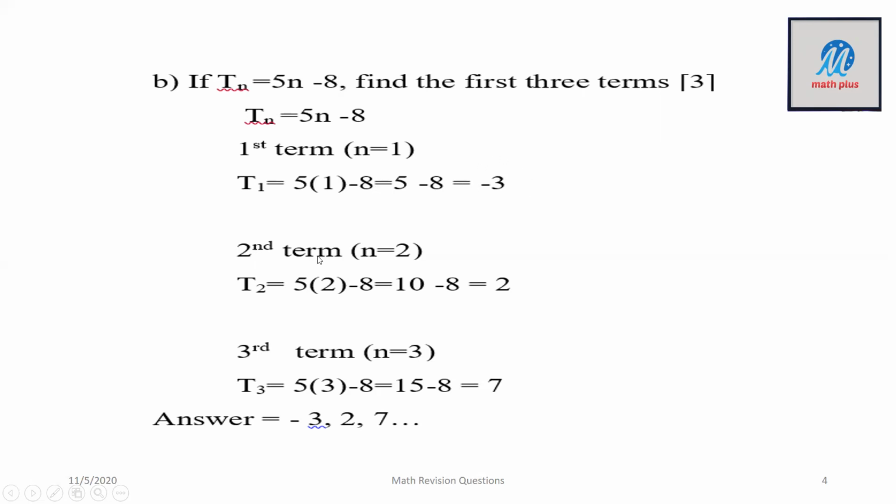I want to find my second term, so I have taken n as 2. 5 times 2, it's 10. 10 minus 8, it's 2. So my second term is 2.